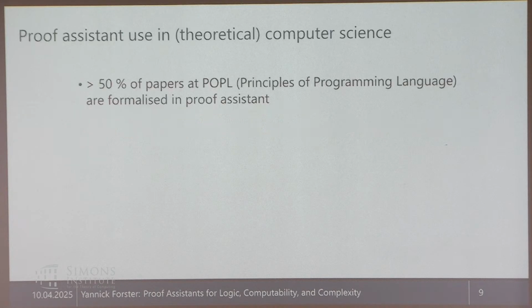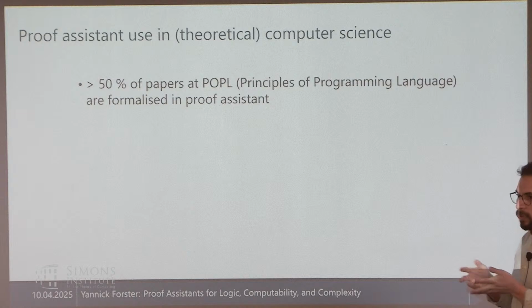Proof assistants have been used in theoretical computer science for a long time. In math, arguably, we're looking at five years or so where it's slowly getting more mainstream. In other areas of computer science, this has been mainstream for 30, 40 years, depending a bit on how you count.